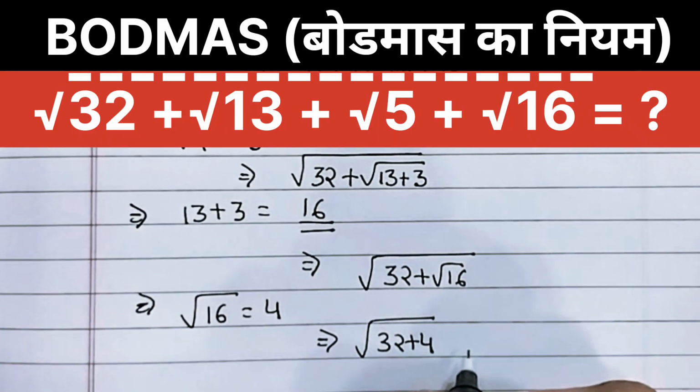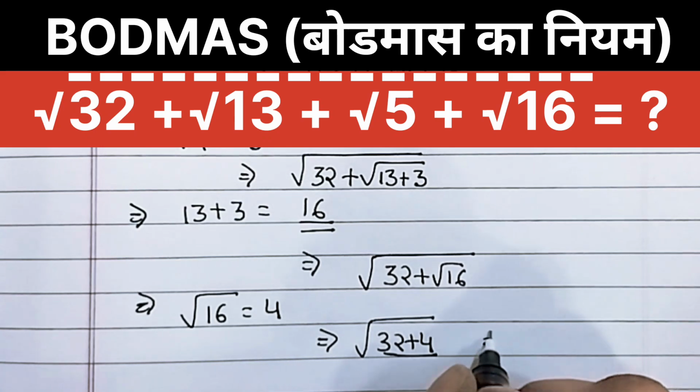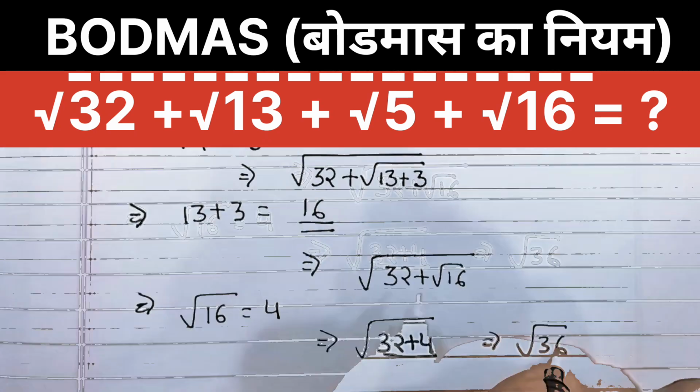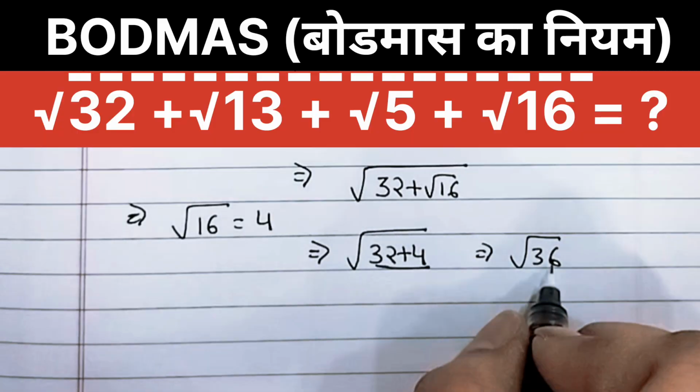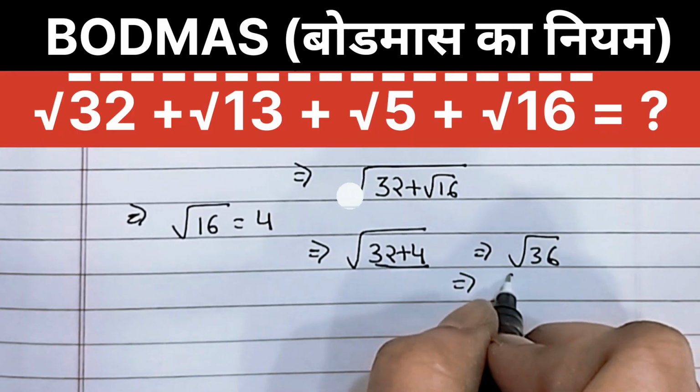And now the final addition and root. So 32 plus 4 equals 36, and we take its root. So we perform the final addition and then the outermost radical operation to find the total value: root 36, the result is 6.